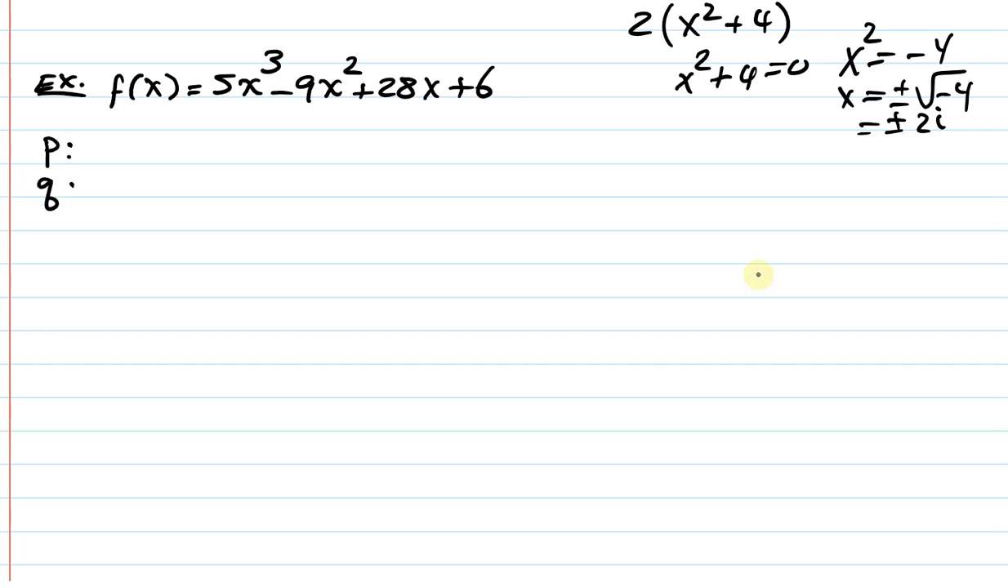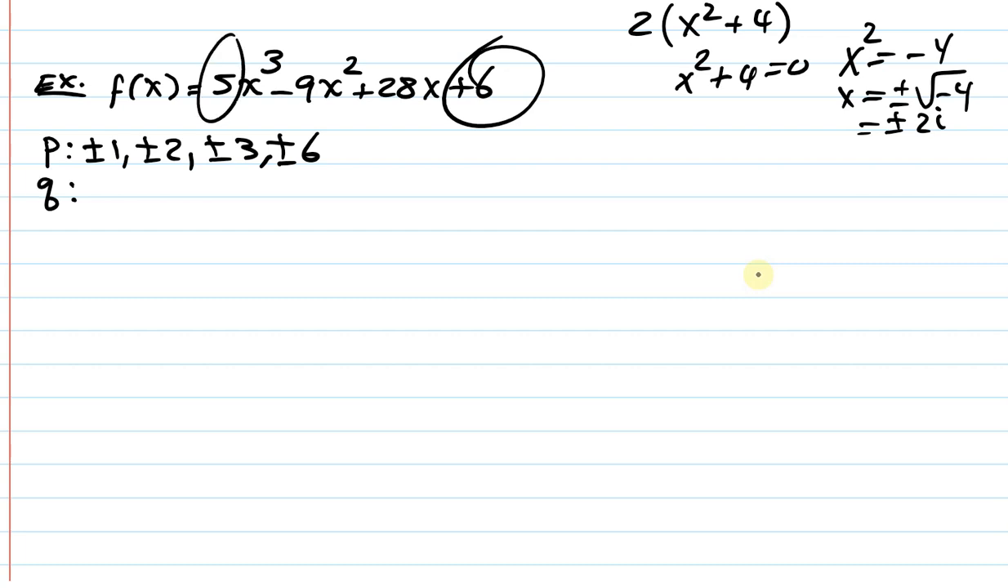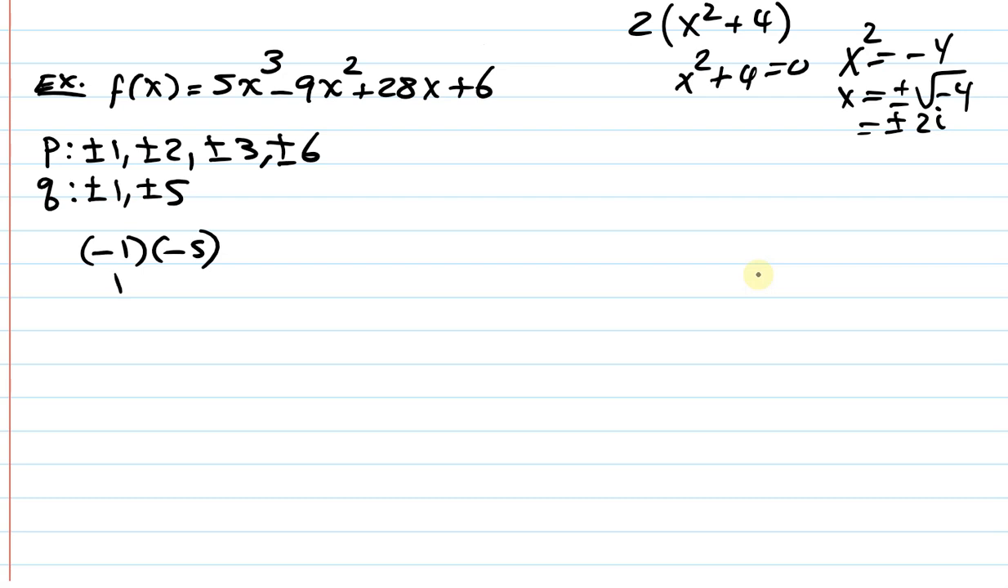P and q are plus or minus 1, plus or minus 2, plus or minus 3, plus or minus 6. These are all factors of 6, the constant. Factors of 5: plus or minus 1, plus or minus 5, because 5 is prime. In other words, here's what we're saying. Negative 1 times negative 5 is 5, so is 1 times 5. That's why we go both positive and negative factors in this case.